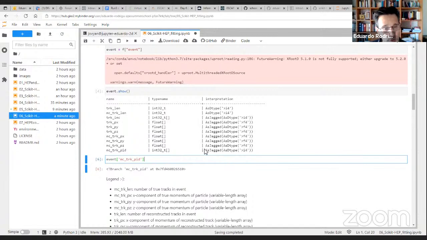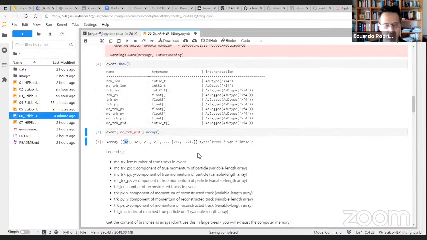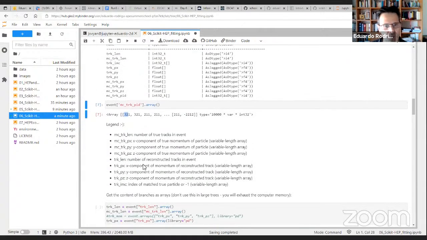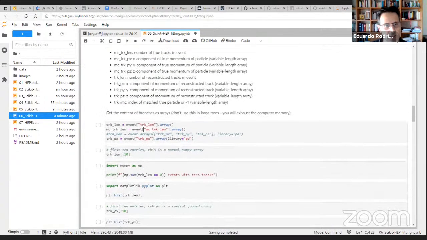So you could then look at all of those distributions. You see 211 is a pion, this one is a kaon, this one is an antiproton. So you have quite a few particles inside that sample. This is what I've just mentioned in words for what the legend is.